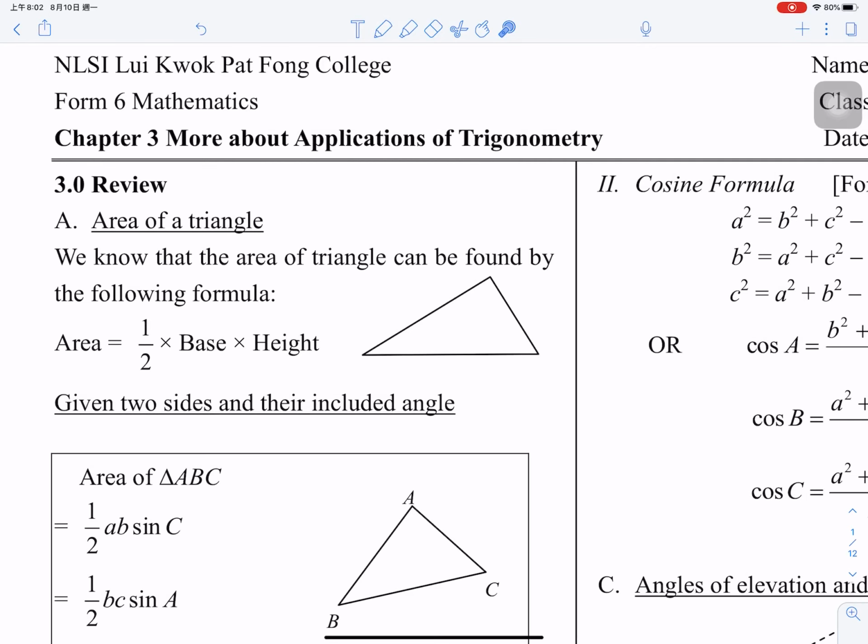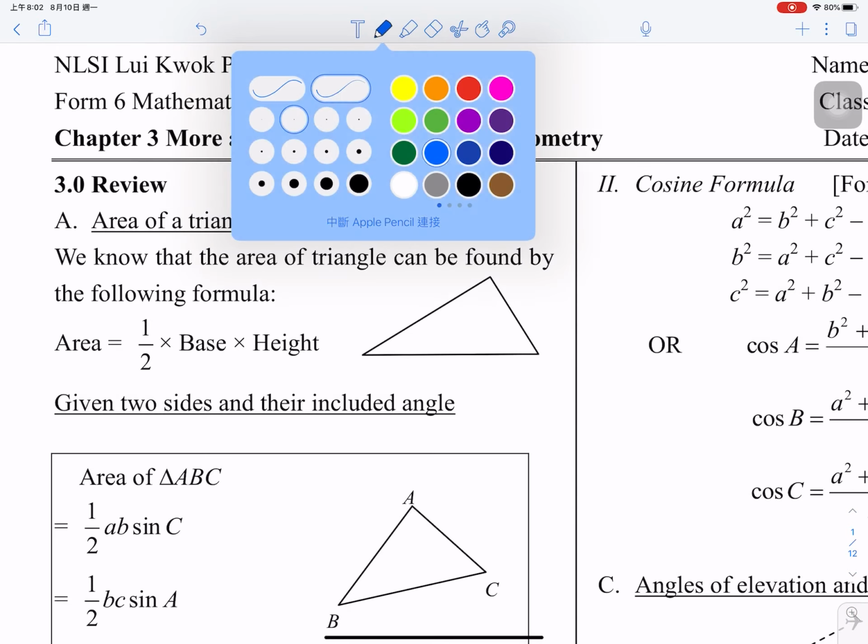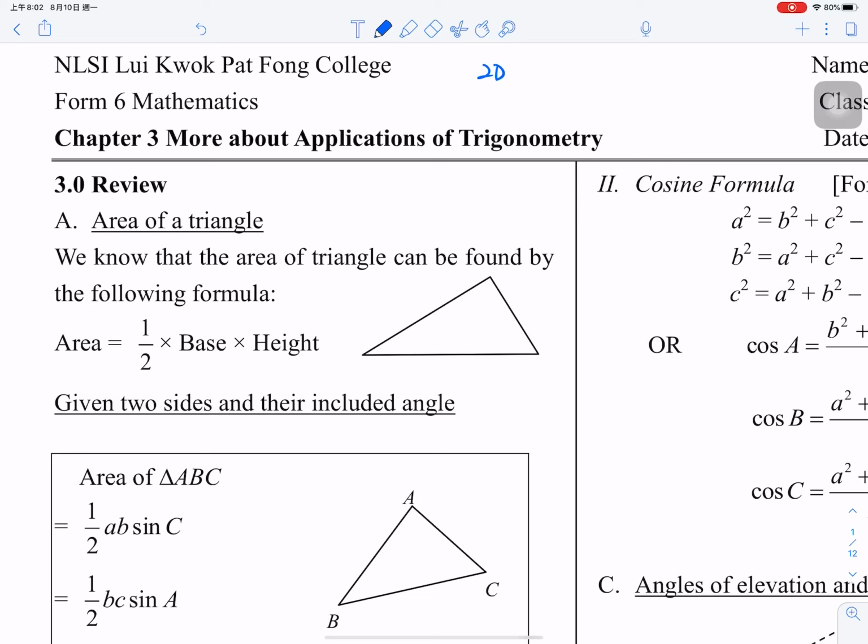Chapter 3. More about applications of trigonometry. In this chapter, we go on to have a look one more time at the applications of trigonometry. Last time, we talked about 2 dimensions, that means 2D, in the book 4B chapter 10. And this chapter is about the applications in 3 dimensions, 3D. So before we start, we have a session to review the applications of trigonometry.